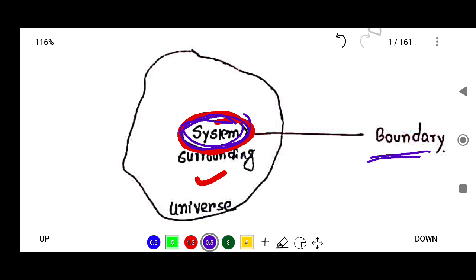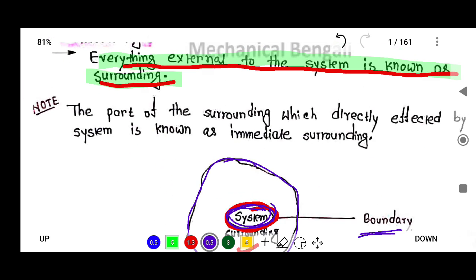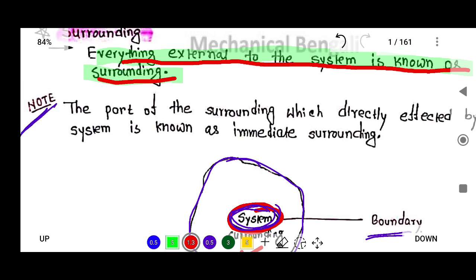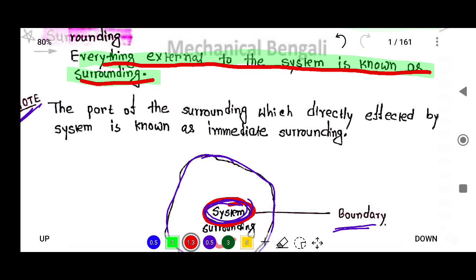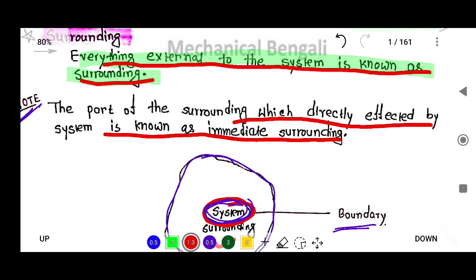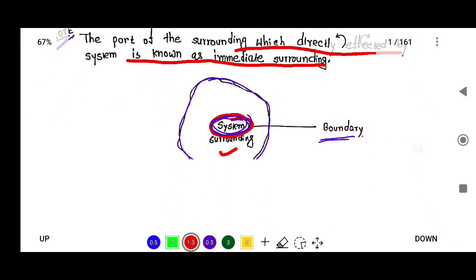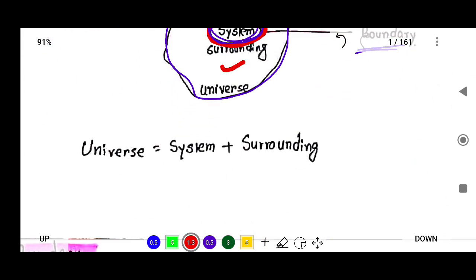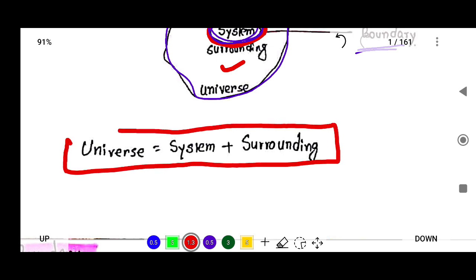The system plus surrounding is known as universe. A note point to remember: the part of the surrounding which is directly affected by the system is known as immediate surrounding. The universe is equal to system plus surrounding. System means where our study is focused, and surrounding is the outside of the system.